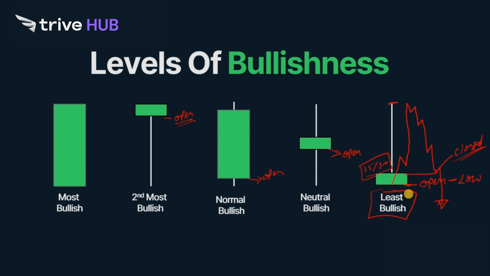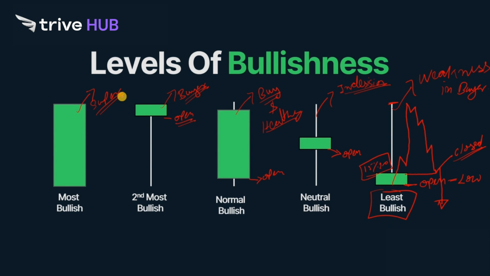It means whenever you see this candle on the chart, it shows that there is a weakness in buyers. This candle shows indecision mode. The buyers and sellers both have equal force. This shows buyers are good and healthy. This shows buyers are aggressive. And in this candle, buyers are super aggressive. There are no sellers.